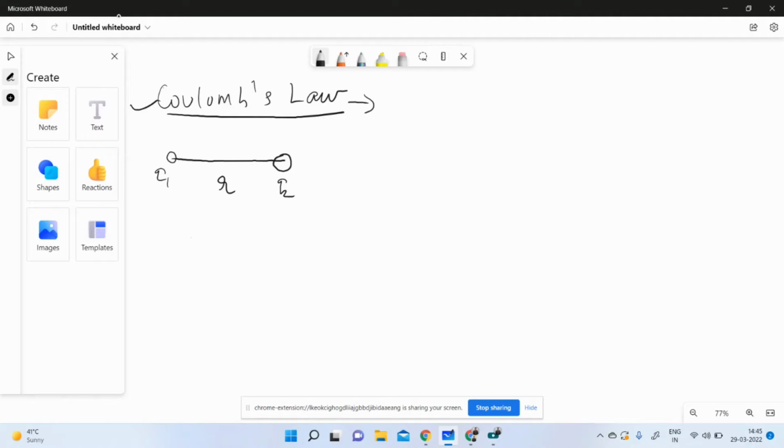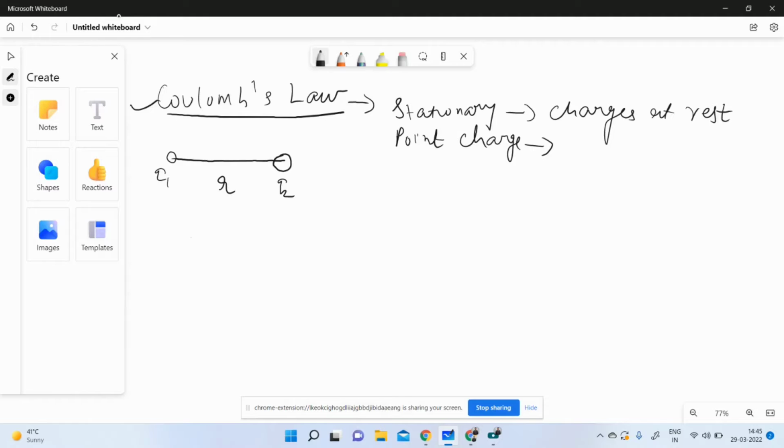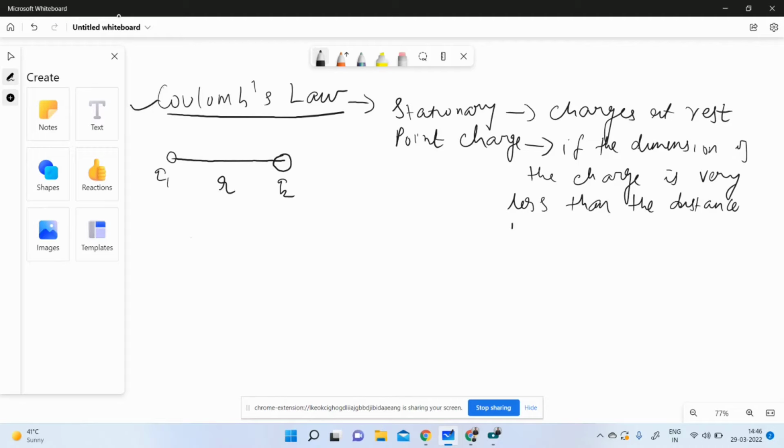Now, stationary means charges which are at rest. And another term is stationary point charges. What do you mean by point charge? If the dimension of the charge is very much less than the distance between two charges, this type of charge is known as a point charge.